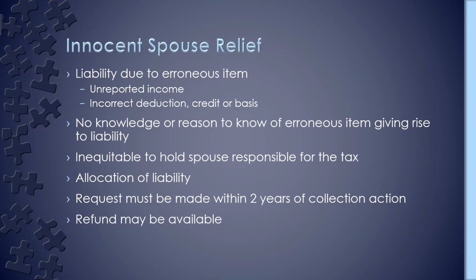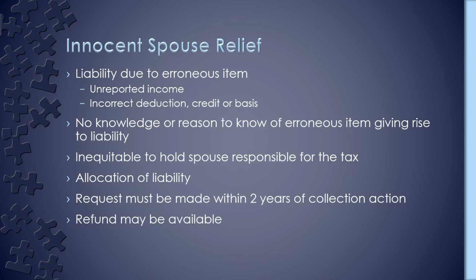But if he failed to report $30,000 of income from a side business you didn't know about, the taxes related to that you could be relieved of. Now, innocent spouse relief requires that you make a request for such relief within 2 years of collection action by the IRS. So once you first become aware that there's a tax liability and the IRS is seeking to collect it from you, you've got 2 years to make that request. If there's an allocation of liability and as a result you overpaid your taxes, you may be able to get a refund.